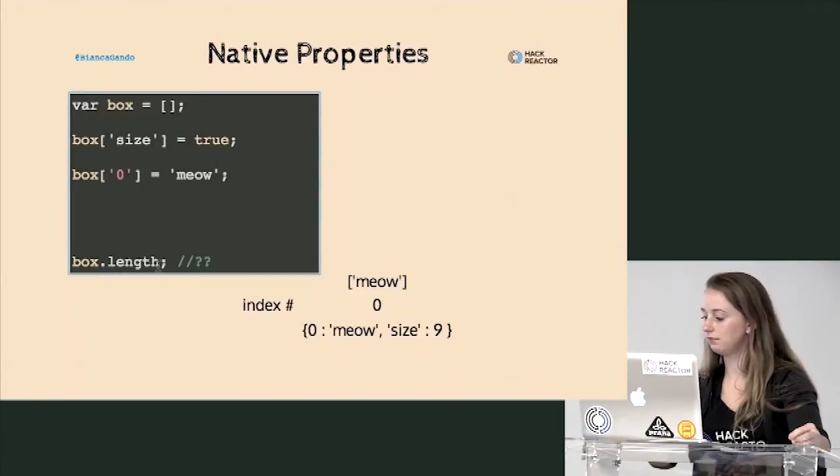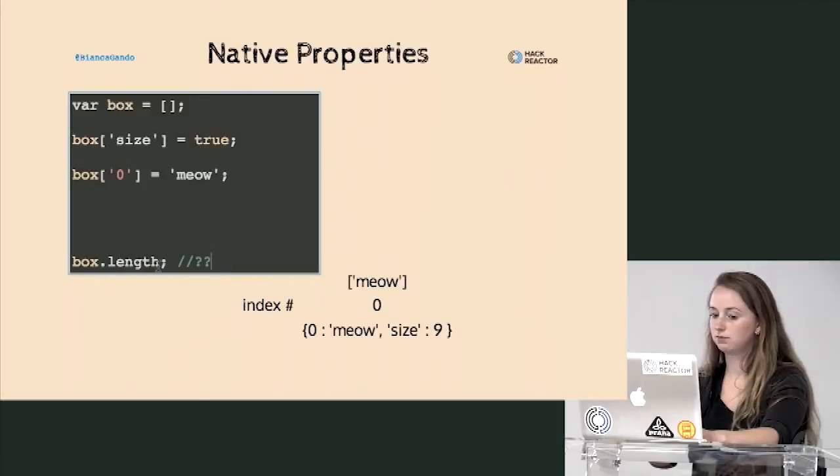So if box is an object, then length would be 3. Is that right? Well, objects don't have a length property. Oh. Yeah. So because arrays are objects, let's say you have an empty array and you're assigning meow to the first index. Behind the scenes, does it add a property called 0 with the value meow, or whatever you're assigning to it? Mm-hmm. Okay.